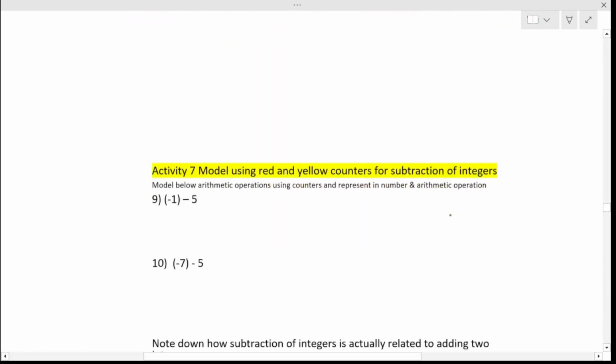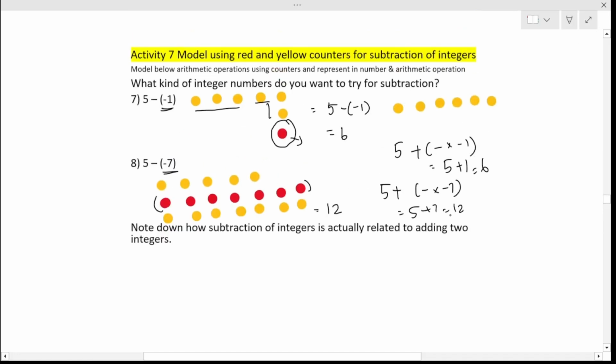So this is basically interesting for us, that we are trying out different numbers, right? So we are having a positive number on the left hand side and then subtracting a negative number.